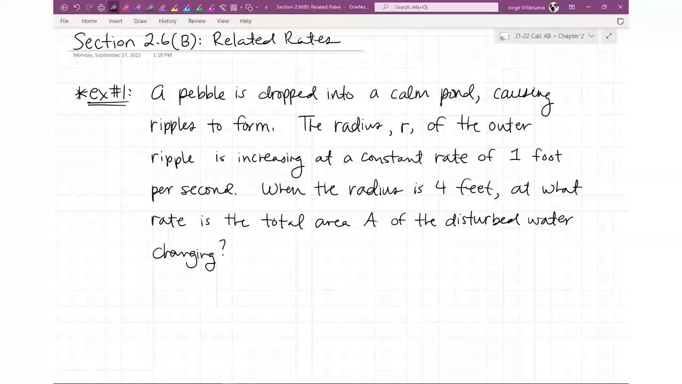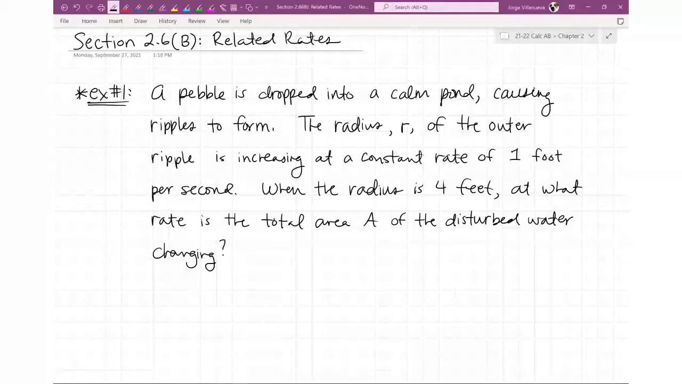All right, so the fact that the pebble is dropped into a calm pond would be important if we were trying to figure out free fall information, but we're not. We're talking about related rates. It causes ripples to form. Now, of course, knowing that the ripples are circular is important. I know they don't tell you that, but that's something you should be able to figure out. They're not trying to be super obvious about things, but this is a circle, right? They say the radius r of the outer ripple is increasing at a constant rate of 1 foot per second.